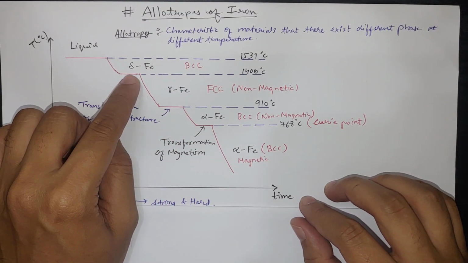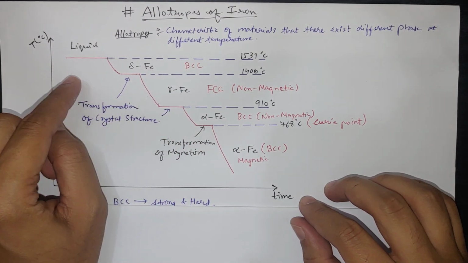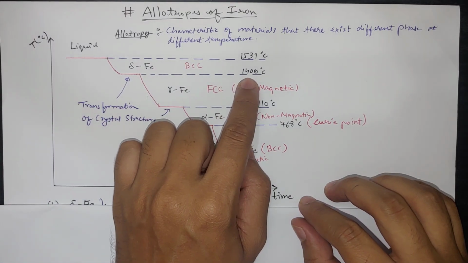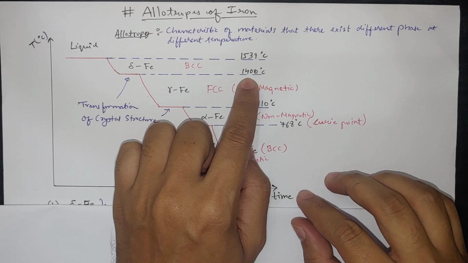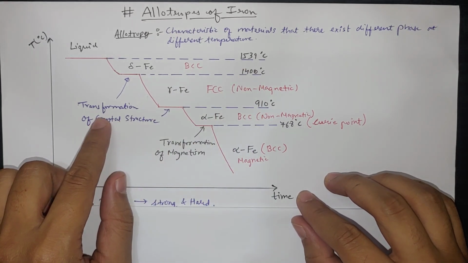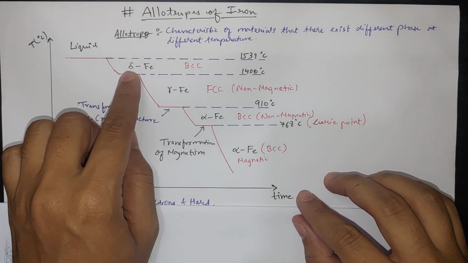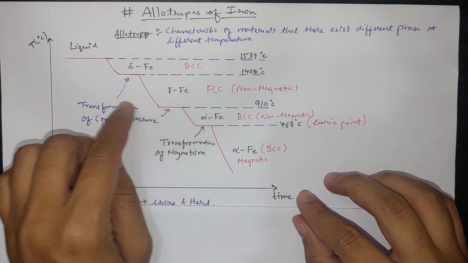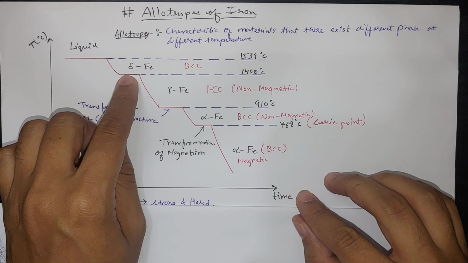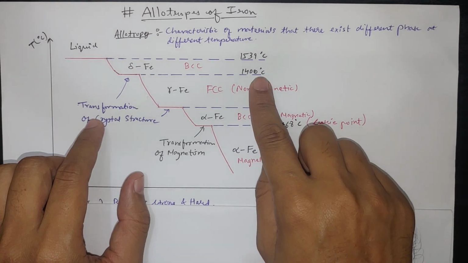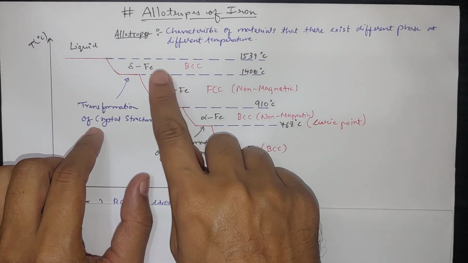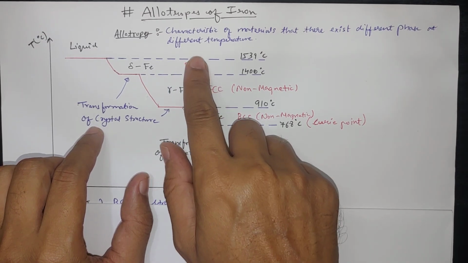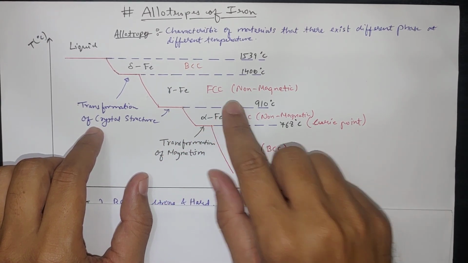Now when we further reduce the temperature, it will give this horizontal line at a constant temperature of 1400 degrees Celsius. At this temperature there will be transformation of crystal structure from delta iron to gamma iron. Gamma we all know as austenite. So on this horizontal line at constant temperature, the entire iron will change from BCC structure to FCC structure, and both structures are non-magnetic in nature.